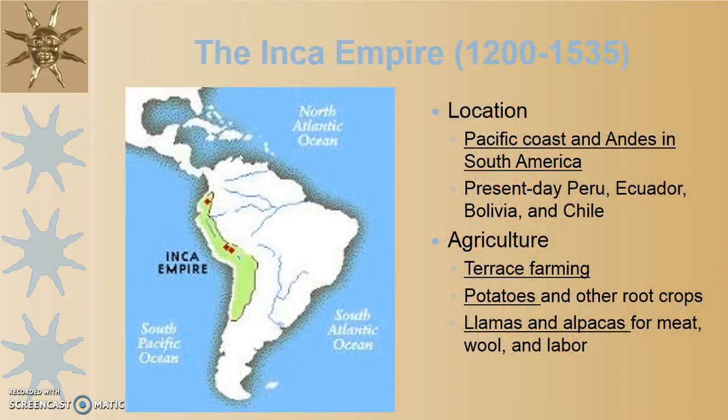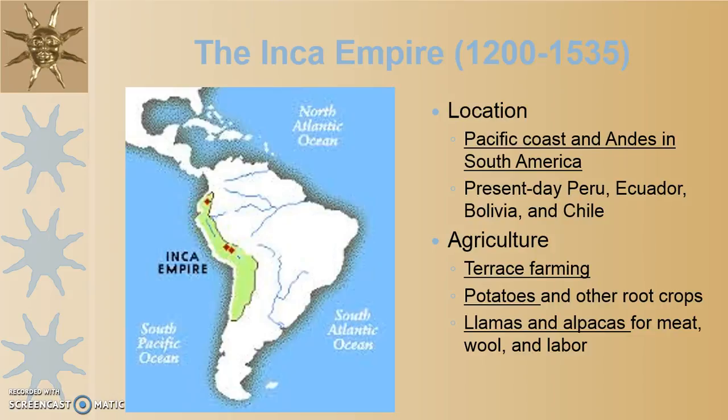Alright, that brings us to the Inca. So once again, highlight the area where the Inca lived on your map. They're located on the Pacific coast of South America, near the Andes Mountains, and it would be in the present-day countries of Peru, Ecuador, Bolivia, and Chile. They also got very creative with their agriculture. They used terrace farming as a way to modify the environment.